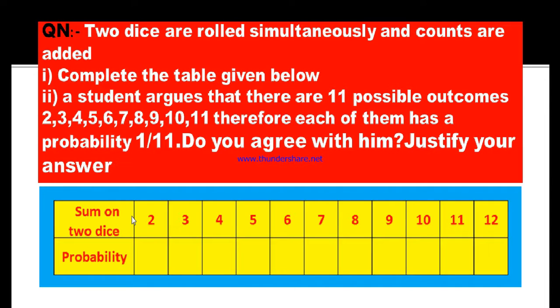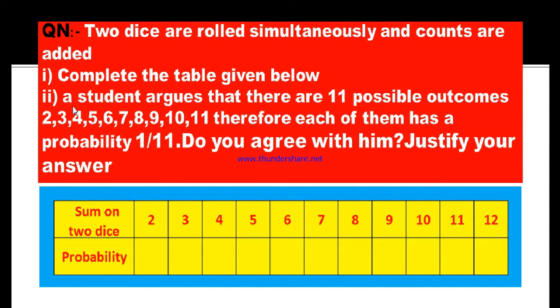This is the table. I shall repeat the question. Two dice are rolled simultaneously. Simultaneously means at the same time. Two dice are thrown out. And counts are added. Counts means scores. Scores are added. Complete the table given below. Here is the table and we have to fill up these columns.